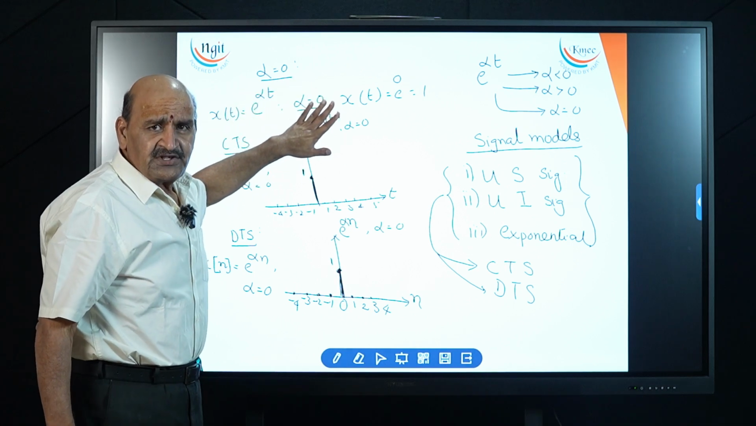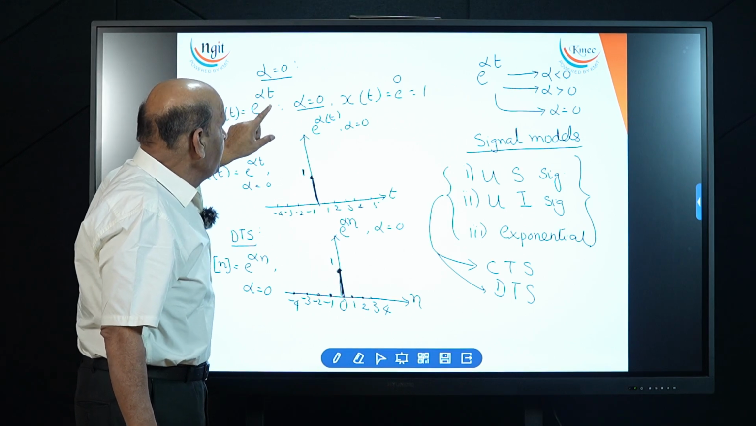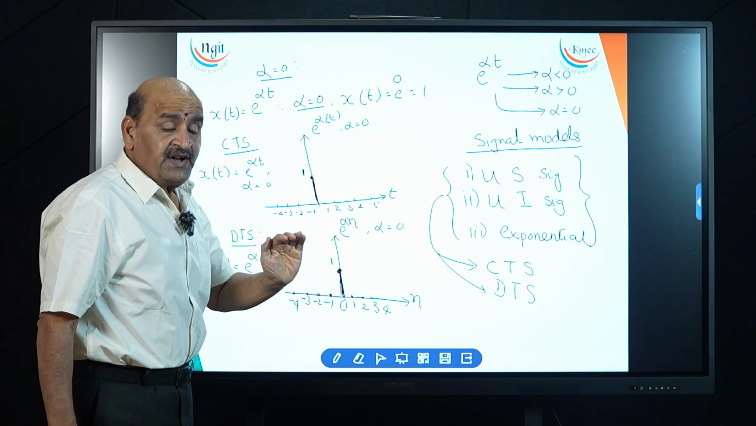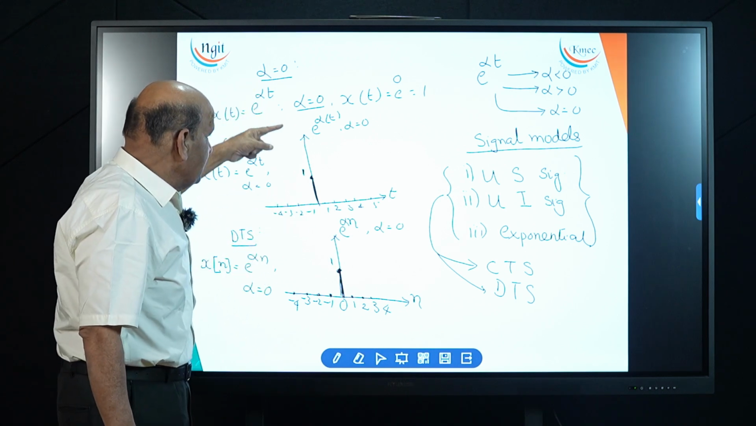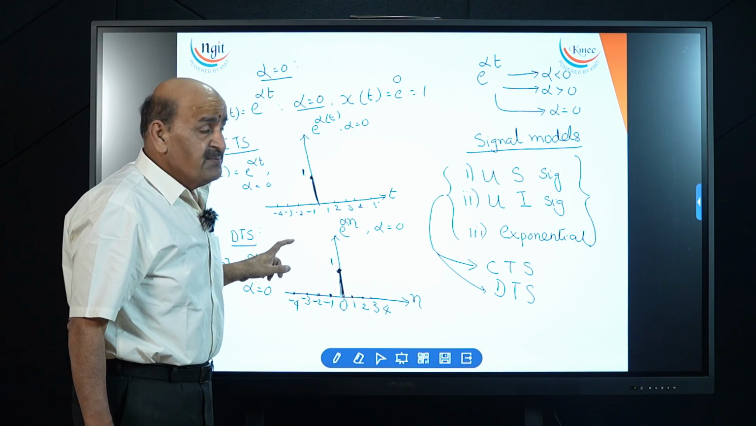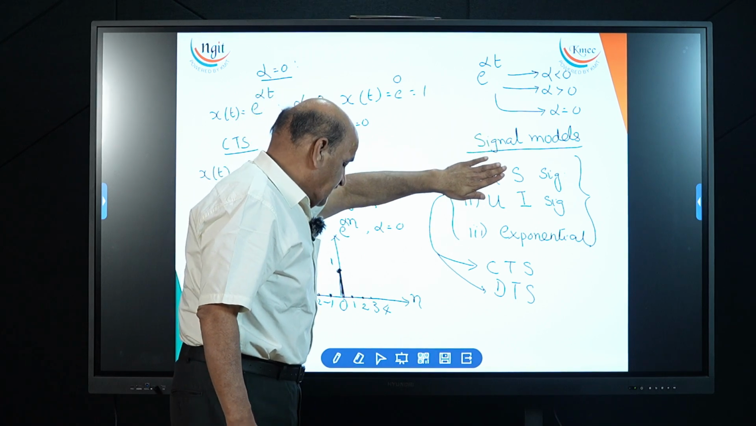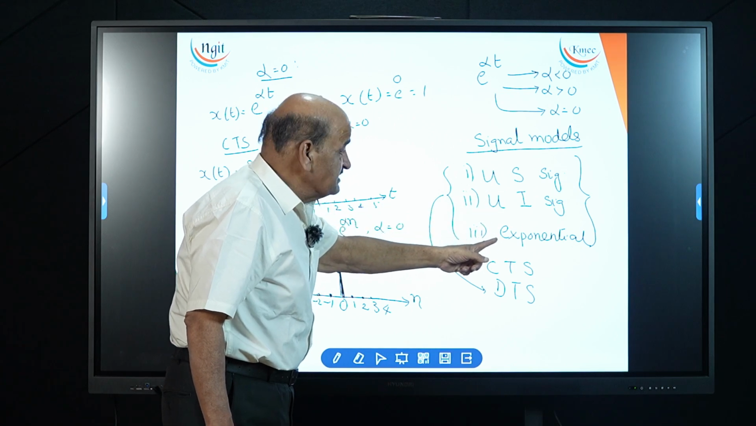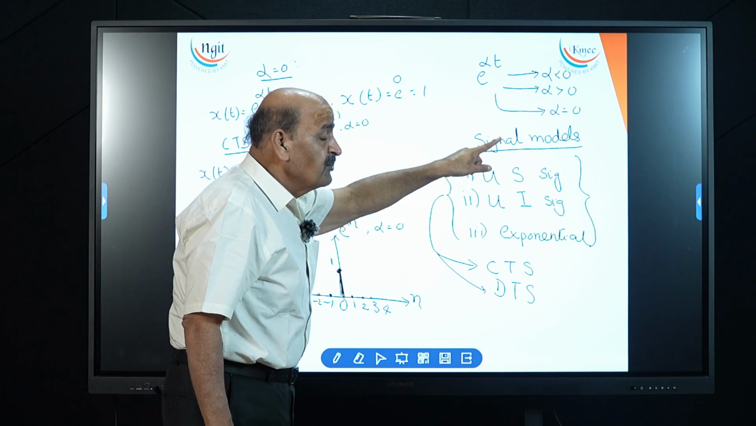So under the exponential signal, the actual definition is like this: x of t equals e power alpha t, where alpha is not equal to 0. If it happens to be 0, what will happen? For your understanding, as a special case, we discussed this under continuous time signal and discrete time signal. Now just look at these 3 signal models. We discussed the first 2 in the previous class. In this session, we discussed the exponential signal as well. So these 3 come under signal models.